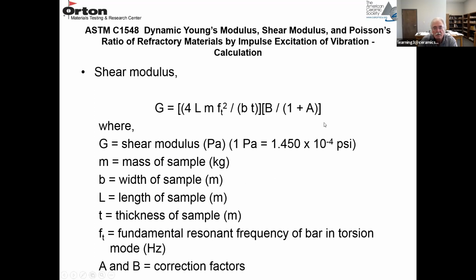G follows the same type of format. The shear modulus equals 4 times L, which is the length of the sample. M is the mass of the sample. f_T is the resonant frequency in torsion, divided by B, the width of the sample. T is the thickness. Now you have two constants here, B and A.